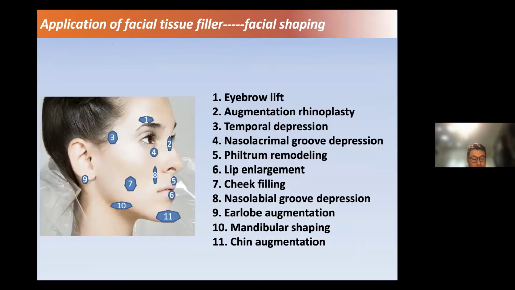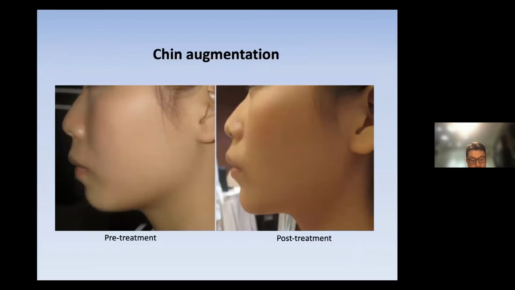Another purpose is shaping. As shown in the left picture, there are 11 sites that need to be shaped, as we summarized, for example, the chin and nose.